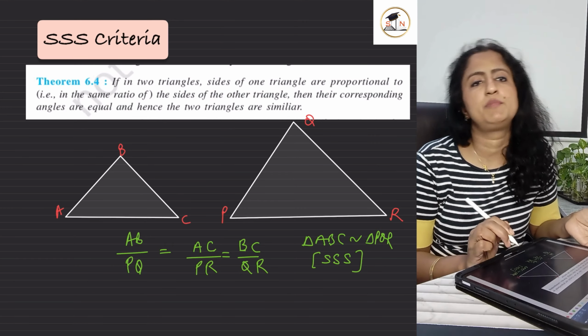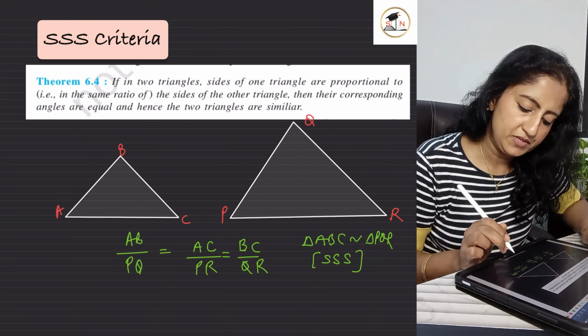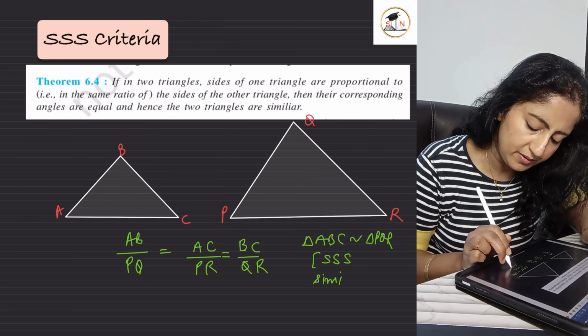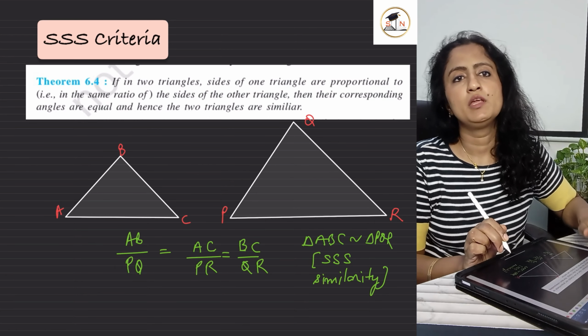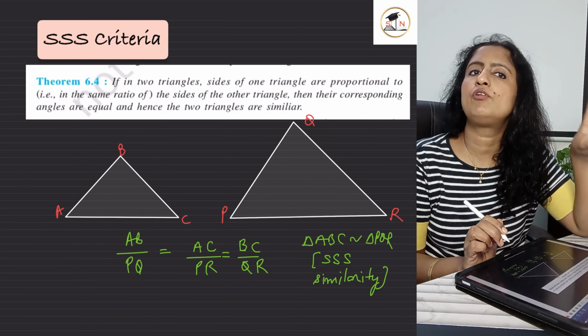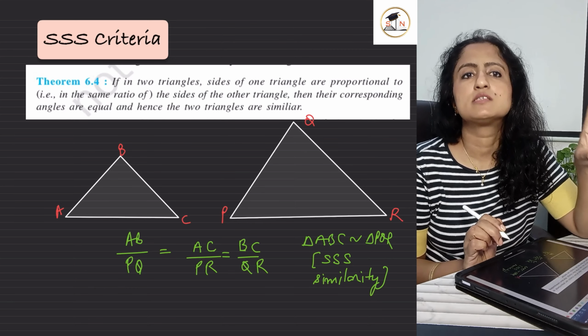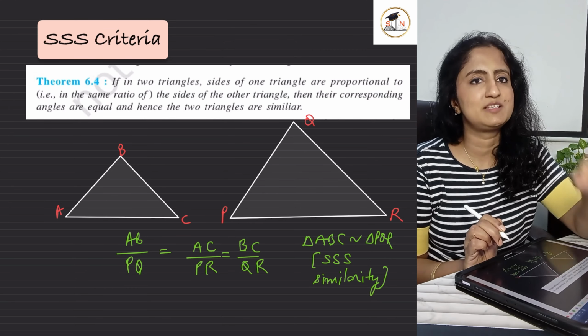SSS similarity. ट्रिपल एस नहीं छोड़ोगे, ओके, मैं भी लिख देती हूँ. ट्रिपल एस नहीं छोड़ोगे, उसके आगे आप लिखोगे triple S similarity. Why we are not supposed to leave only triple S now? Because triple S can stand for triple S congruency and triple S can stand for triple S similarity. We are dealing with similarity over here. You will write the word similarity.